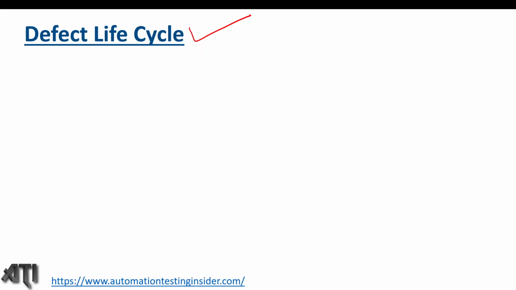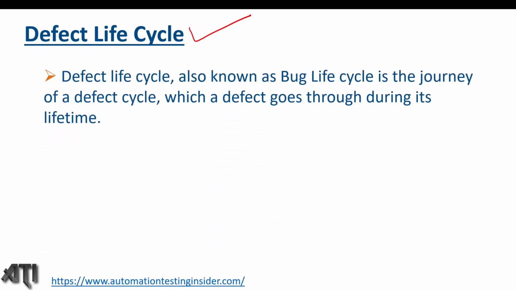So let's get started. Defect life cycle, also known as bug life cycle, is the journey which a defect goes through during its lifetime. So it goes through various statuses, correct?